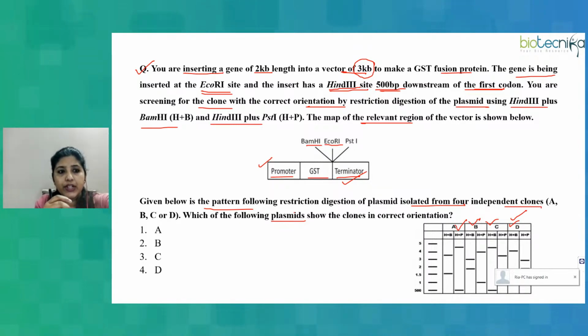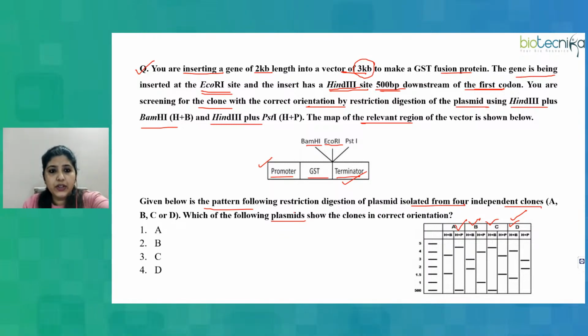It's just that you have to carefully read the question, pay attention to the details which are given in the question, and accordingly solve. So please try, everyone. No need to hurry. Just take your time and try solving this question.